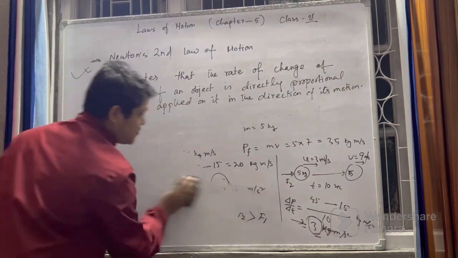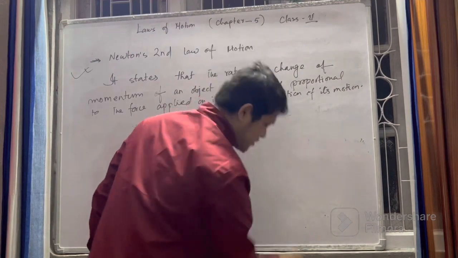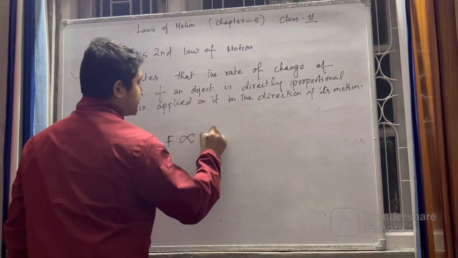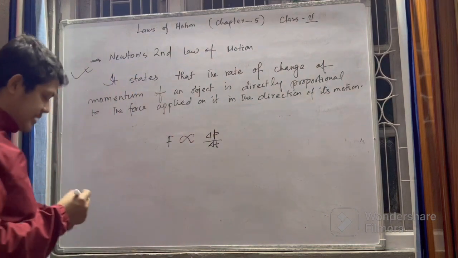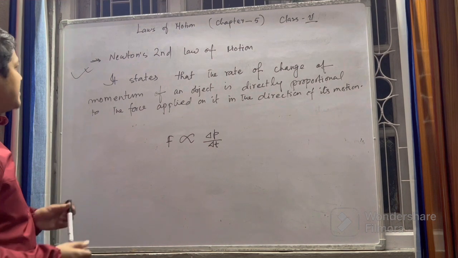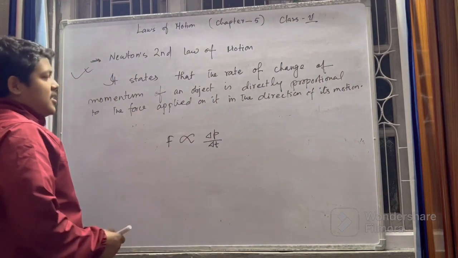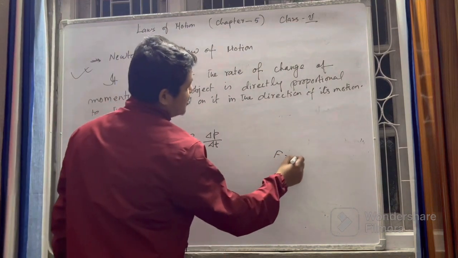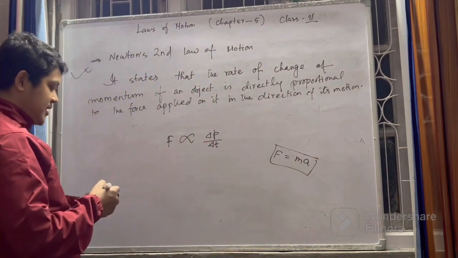So now you see, the force applied on an object is directly proportional to the rate of change of momentum. Del P means change in momentum within time interval del T, right? So now let me explain the mathematical formulation of Newton's second law of motion, right? That means when we say Newton's second law, this formula F is equal to ma comes to our mind, right? So how do we get that? Let me explain.